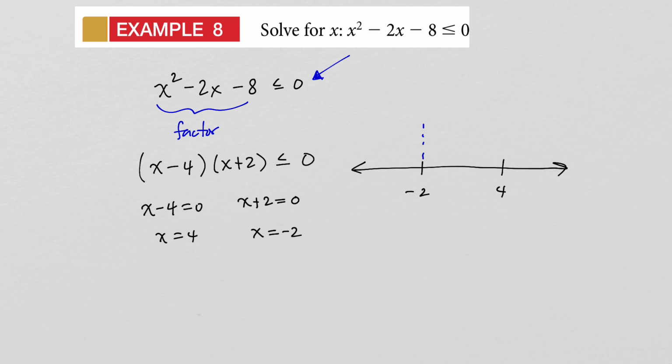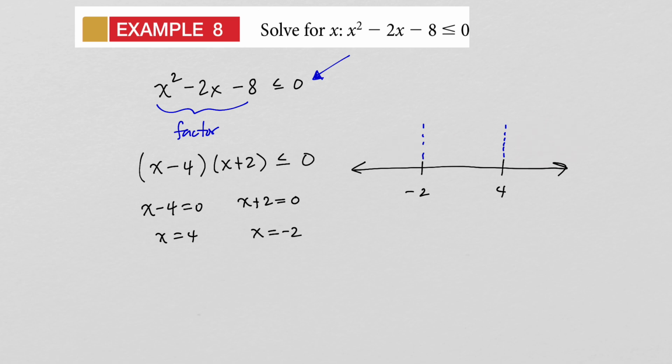And there's a couple of different ways to do this. Basically, this number line gets divided up into 3 parts. We have all the numbers that are less than negative 2, all the numbers in between negative 2 and positive 4, and finally all the numbers to the right of positive 4.